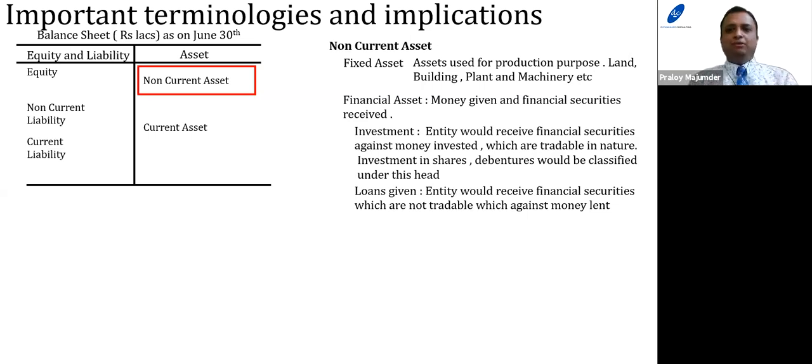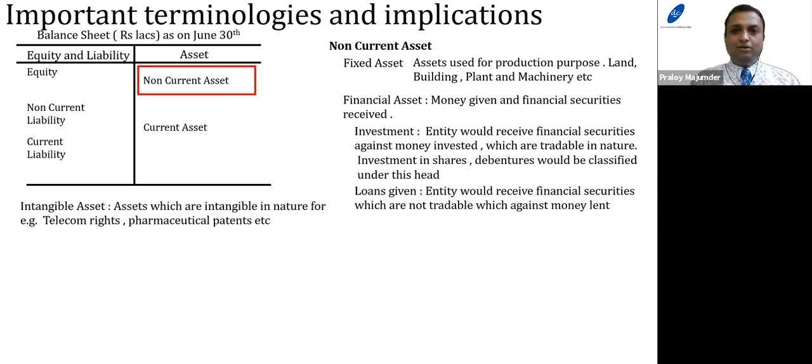In both cases, it's a non-current asset because I am investing or giving the money with an intention to get it back after 1 year. So again, whether it's an investment or loans and advances depends on the security which I am getting, whether it is tradable or non-tradable. Who defines whether it's tradable or non-tradable? Very simple. The rule of the country will define it.